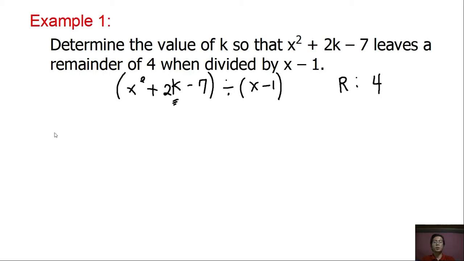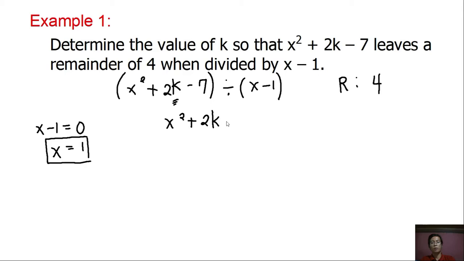So para ma-solve yung problem na to, gagawin natin yung dati nating ginawa. So, equate the divisor x minus 1 to 0. So, x now is equal to 1. Ngayon, yung 1 po na to, isa-substitute natin kay x squared plus 2k minus 7. At kapag sinubstitute natin si 1 in place of x, that will be equal to 4. So, ganyan po yung magiging equation natin.